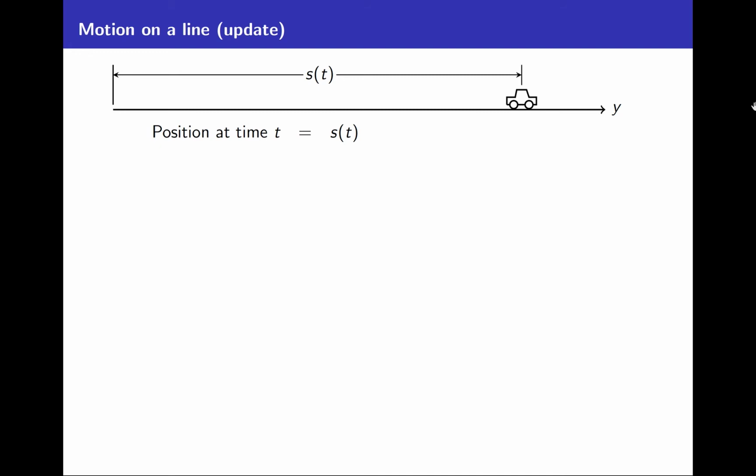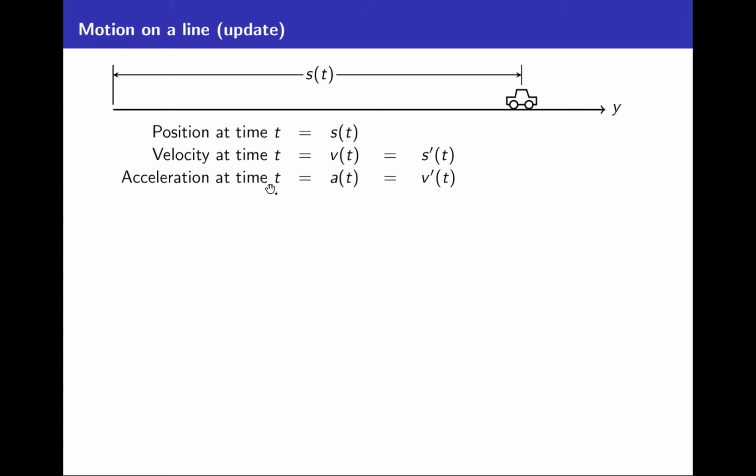In our final topic of the day, we're going to revisit motion on a line and update it relative to what we've learned today. Remember the situation of an object moving on a straight line whose position at time t is s of t. In that setup, we know that the velocity of the object at time t, which we denote as v of t, is s prime of t. And also the acceleration at time t, which we denote as a of t, that's v prime of t. So here, by taking derivatives, we go from position to velocity to acceleration.